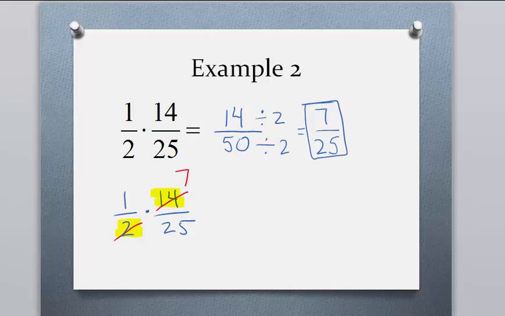14 divided by 2 is 7. 2 divided by 2 is 1. And then after I do the simplification, do the multiplication. So 1 times 7 is 7. 1 times 25 is 25. And I get the same result, but I did the simplification before the multiplication. And it's your choice how you want to do those types of problems.